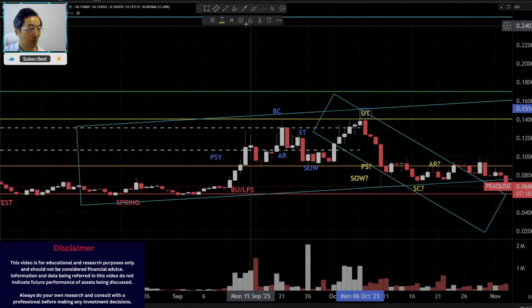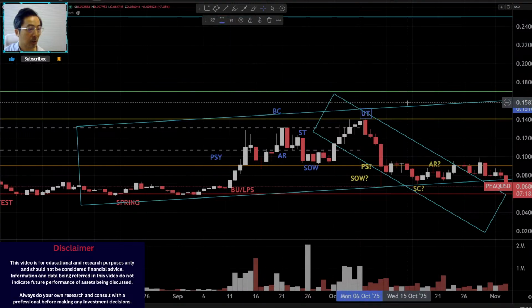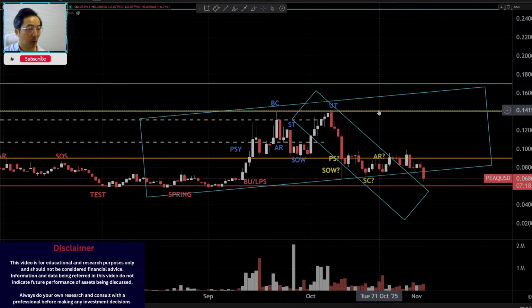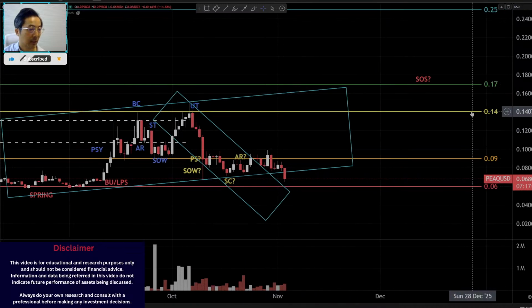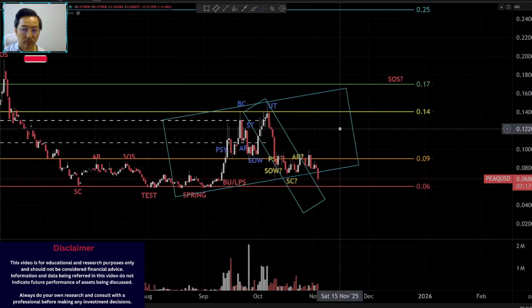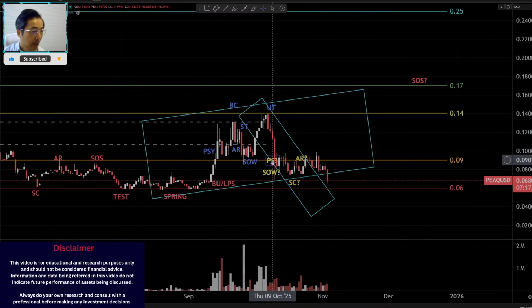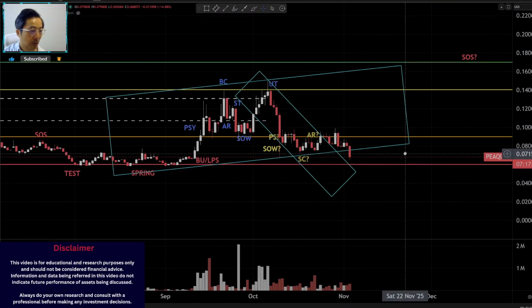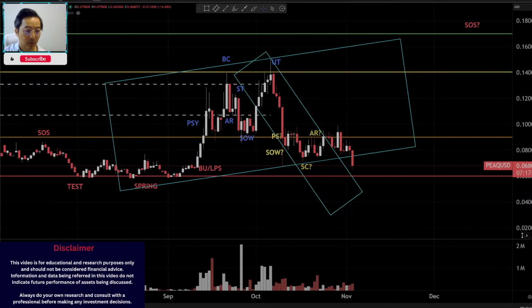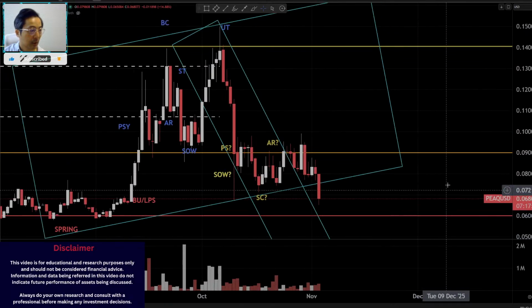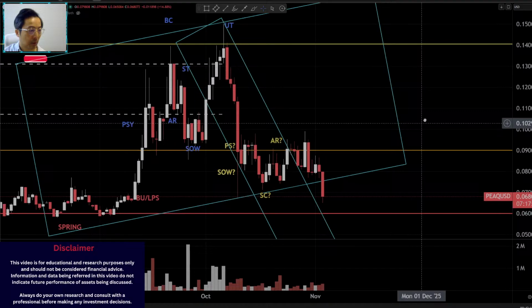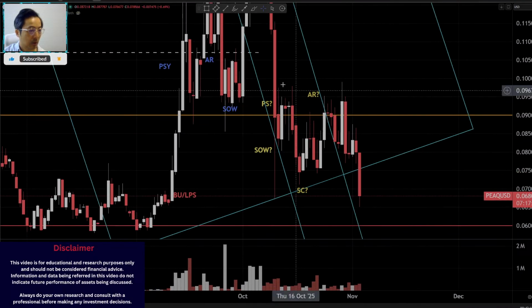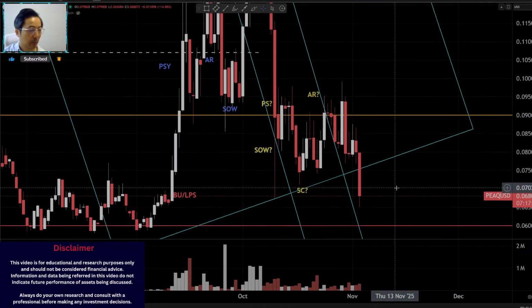So our upthrust was at the beginning of October. That's around the yellow key level of 14 cents. And then eventually we get to a point. Let me enlarge this, because if you're on a mobile device, that should look better. Okay, we're looking at this particular section over here.